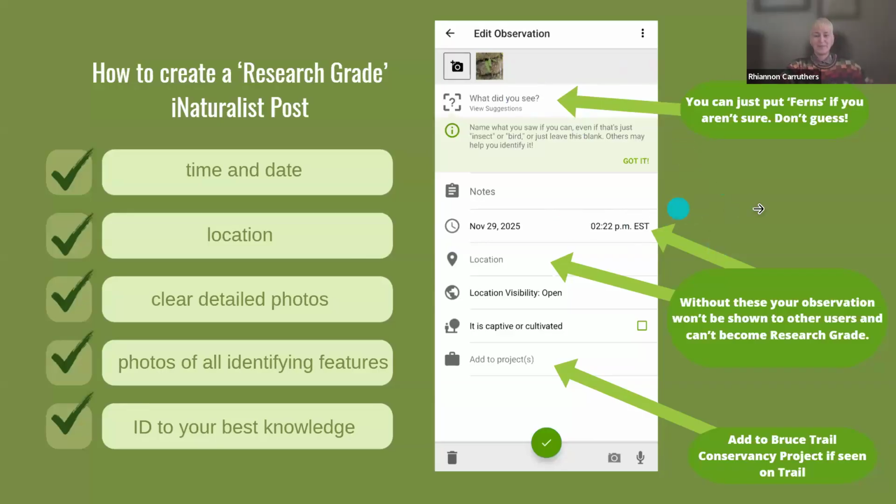Time and date. This is important when it comes to seasonality. There's certain ferns that will be at different stages at different times of the year. So knowing when something was taken is really helpful, similar with location.